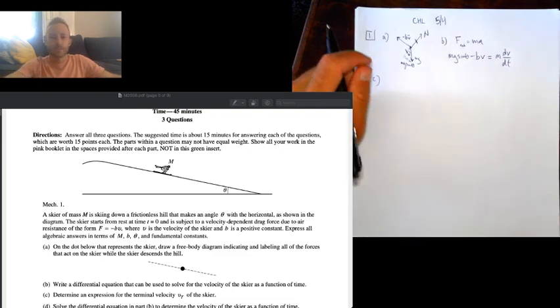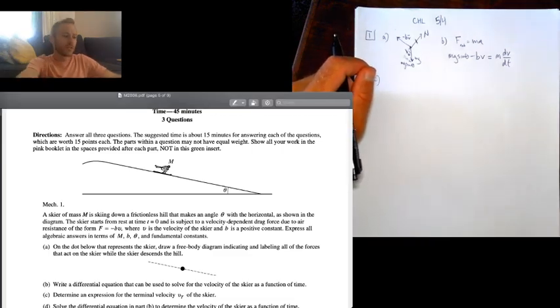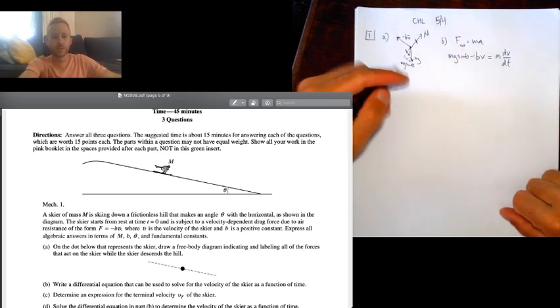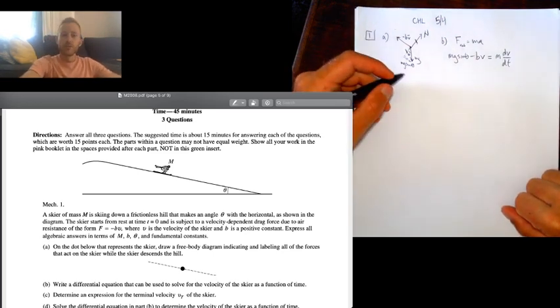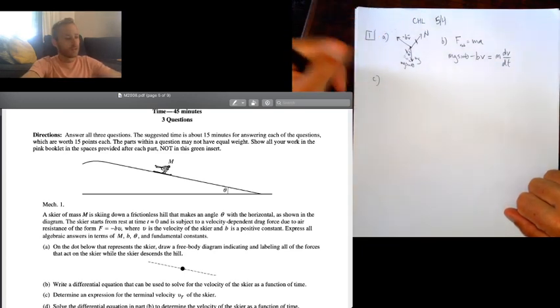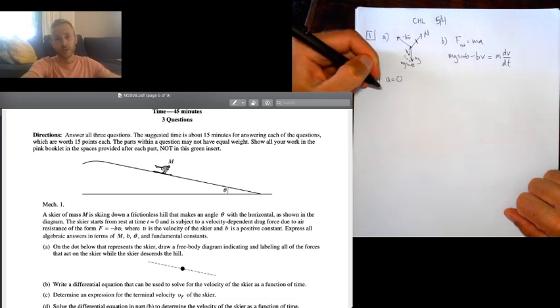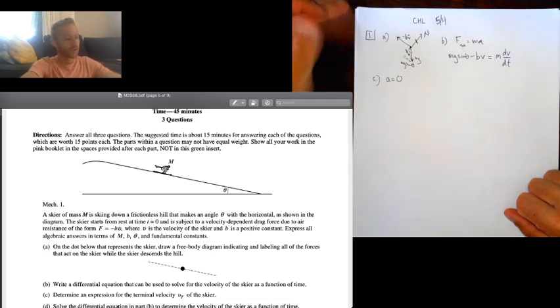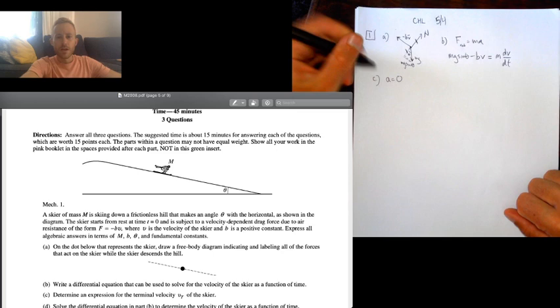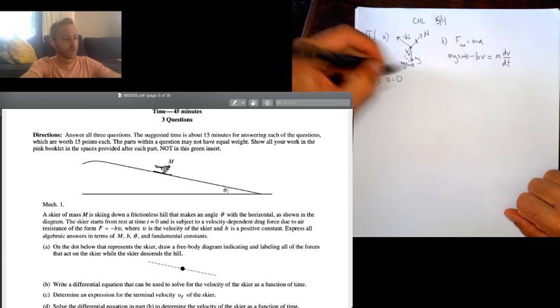Part C. Determine an expression for the terminal velocity of the skier. To determine terminal velocity, you basically set the acceleration equal to 0, because if you're at terminal velocity, you're no longer accelerating. And so we set that equal to 0 and solve for v.